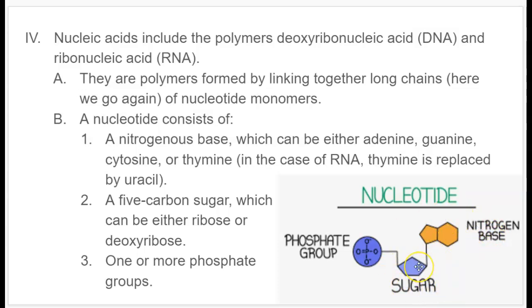Nucleotides have a 5-carbon sugar. That sugar is either going to be ribose, which is part of RNA, or deoxyribose, which is part of DNA. And then it's got a phosphate group. If we're talking about ATP or ADP, then it's going to have multiple phosphate groups, either 2 or 3. But if we're talking about DNA or RNA, it's one phosphate group.